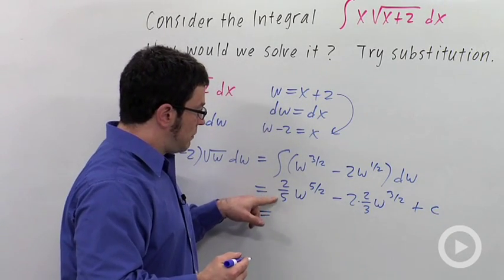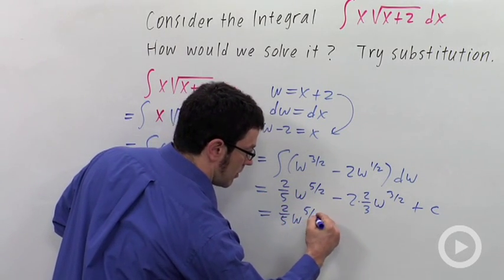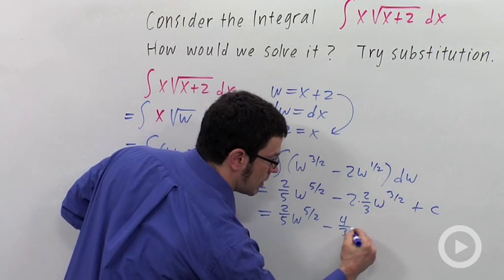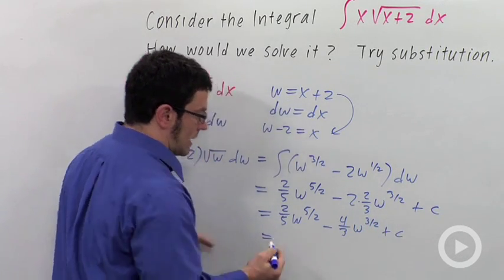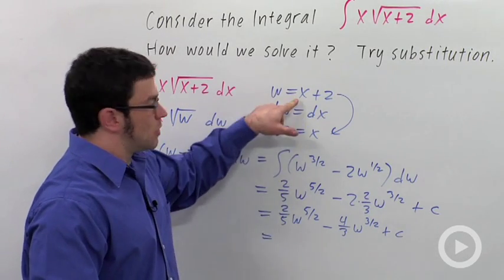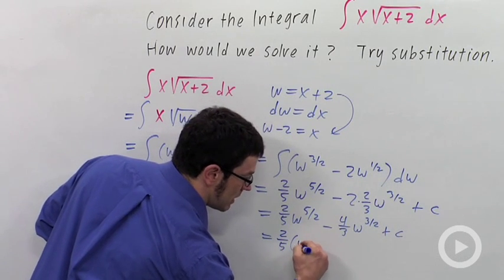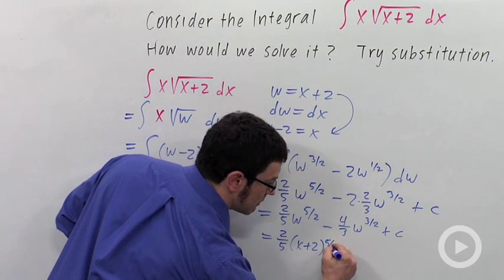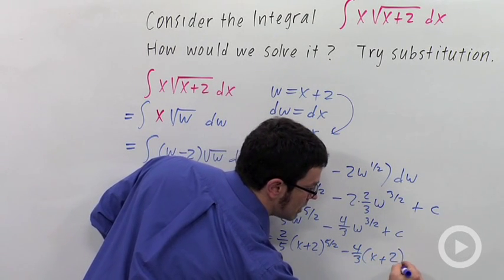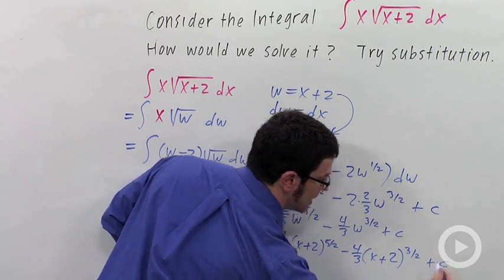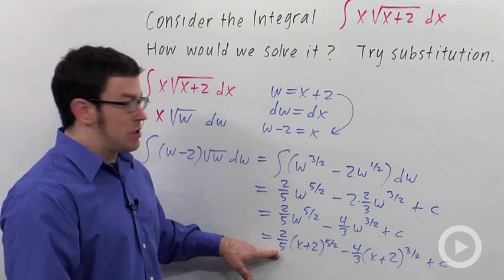My answer is going to be 2/5 w to the 5/2 minus 4/3 w to the 3/2 plus c. And I still need to resubstitute for w. W is x plus 2. So my final answer needs to be in terms of x. 2/5 (x plus 2) to the 5/2 minus 4/3 (x plus 2) to the 3/2 plus c. That's my final answer. Now the key to this problem was substitution, right?